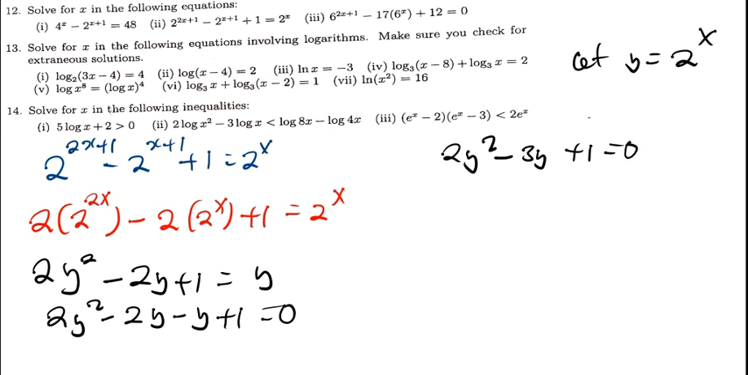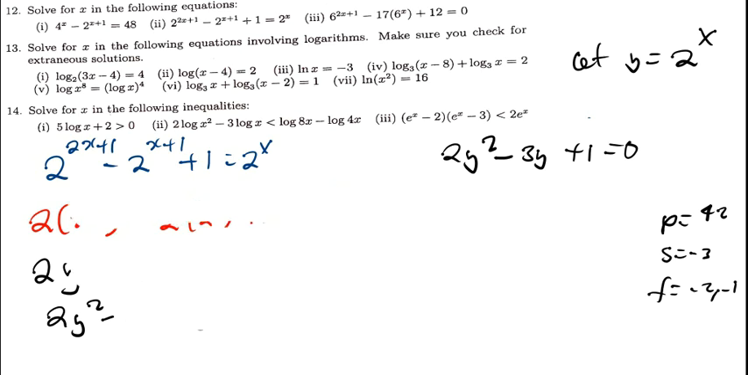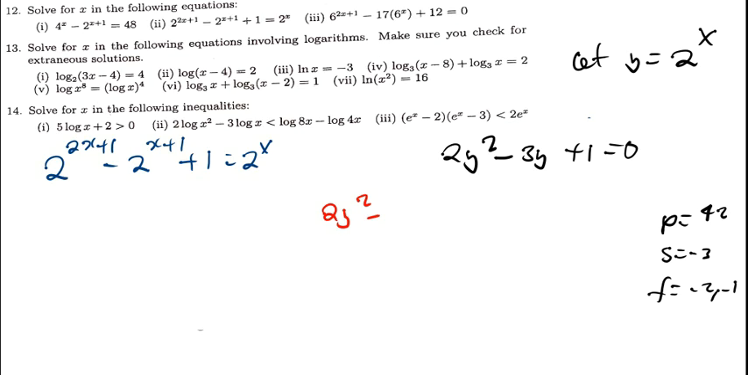So the product is 2 times 1, which is positive 2. The sum is negative 3. What are the factors? Negative 2 and negative 1. So what I'm going to have now is 2y squared minus 2y, minus again y, plus 1 is equal to 0.